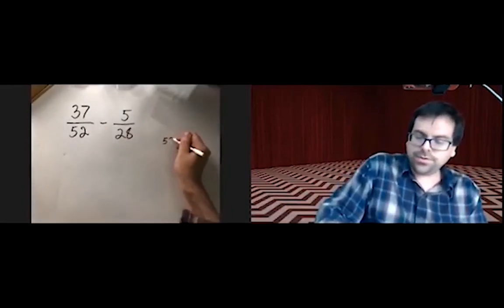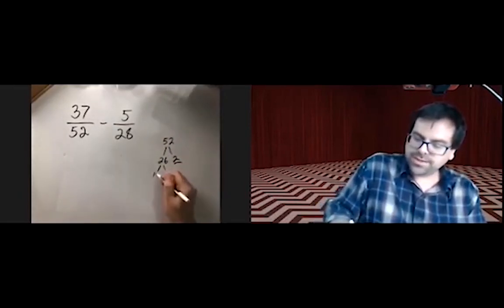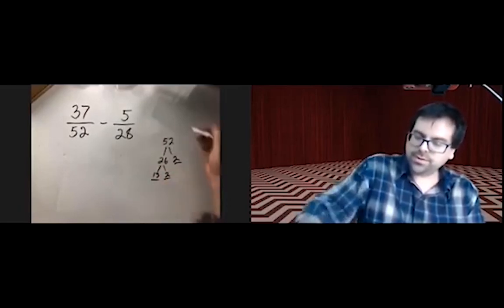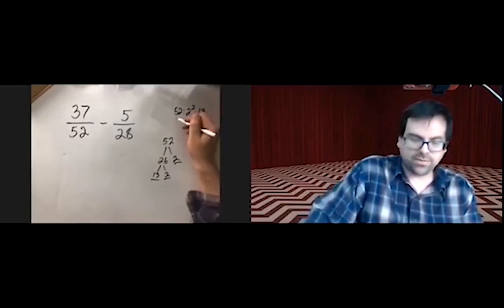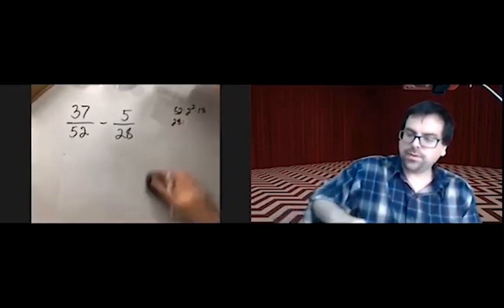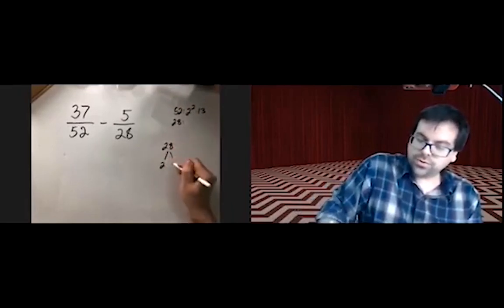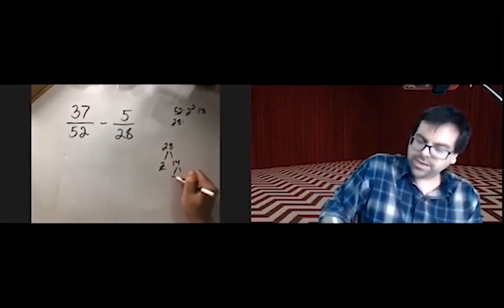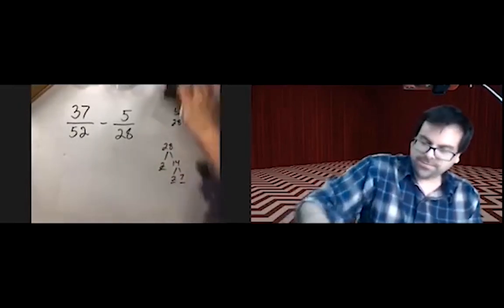52. Let's do a factor tree. It's 26 times 2. 26 is 13 times 2. So 52 is 2 squared times 13. What about 28? Twenty-eight is 2 times 14. 14 is 2 times 7. So that's 2 squared times 7.